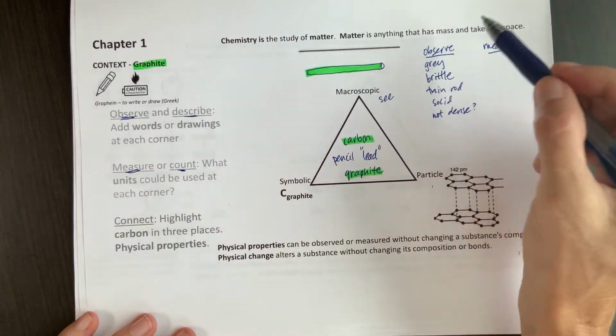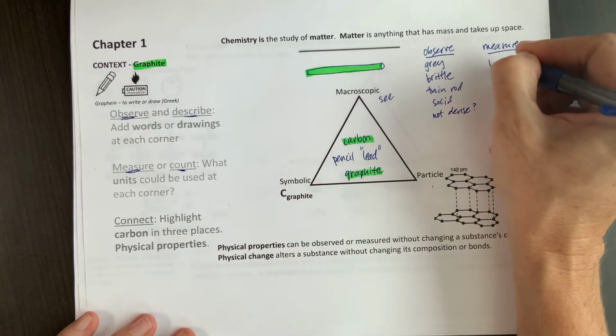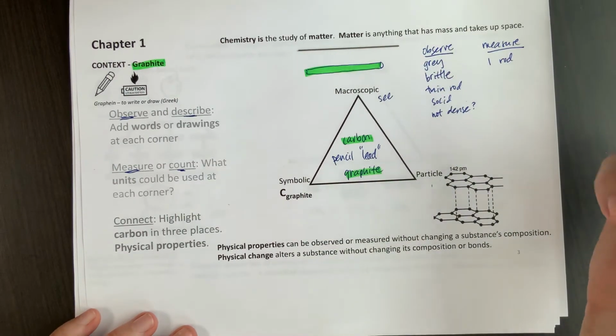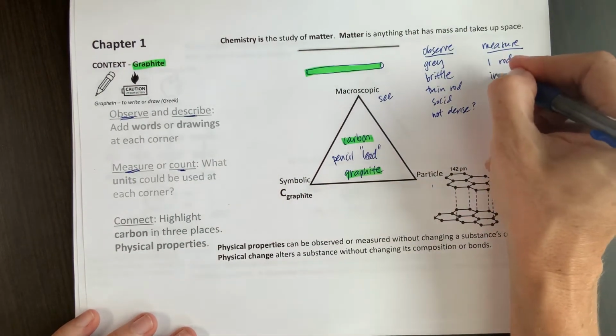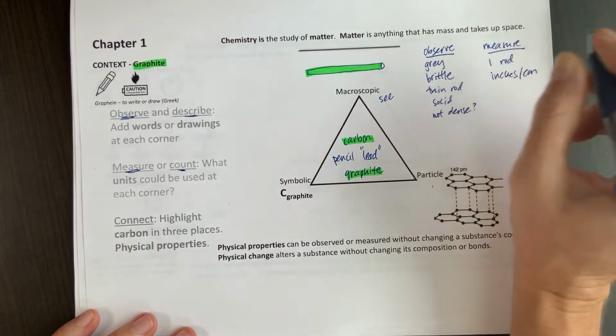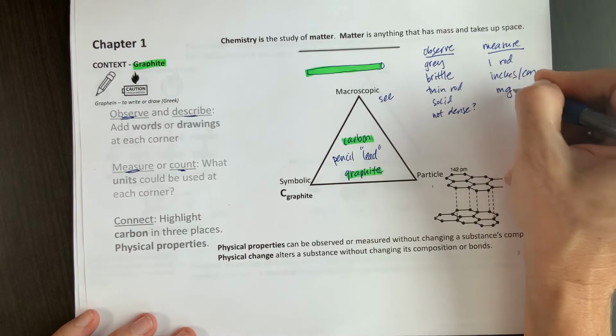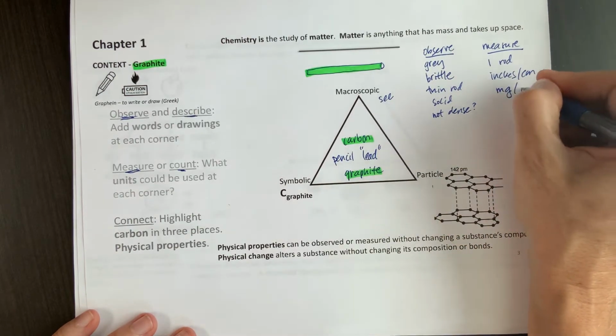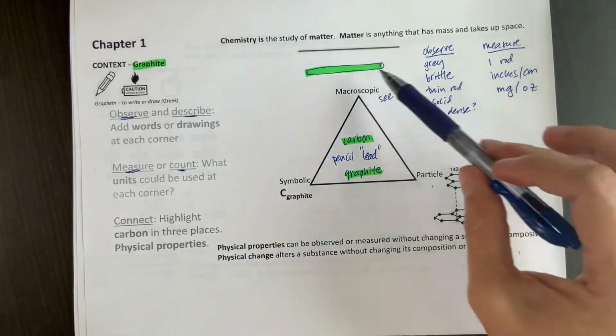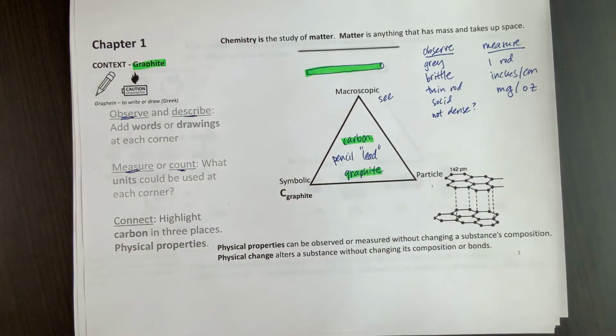So I could count the number of rods, so one rod, but I could also get a ruler out and I could measure it in inches or centimeters. It's a very small mass, so I could also measure it in, say, milligrams or ounces. So I could take some measurements of that little piece of graphite.